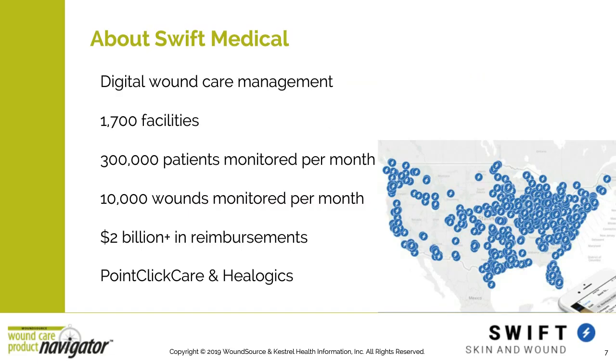About Swift Skin and Wound, we're a digital management company. We're used in over 1,700 facilities across the United States, as well as across all the different provinces in Canada. On average, we're monitoring over 300,000 patients per month, assisting with 10,000 wounds per month we're monitoring, which is also helping with streamlining $2 million in reimbursements. We are integrated with Point Click Care and Healogics, and we've seen expansive growth with these integrations.